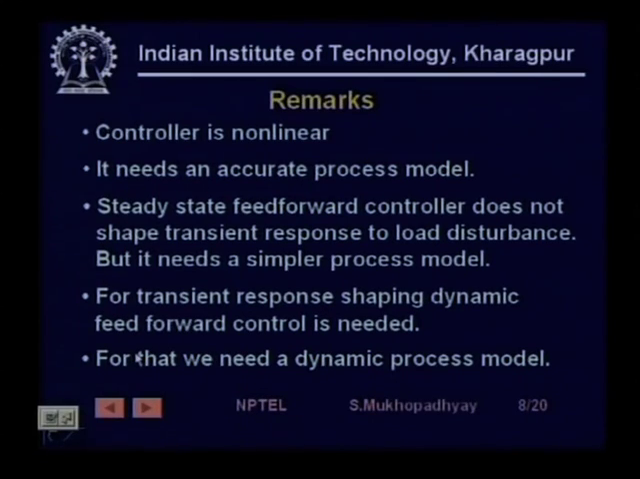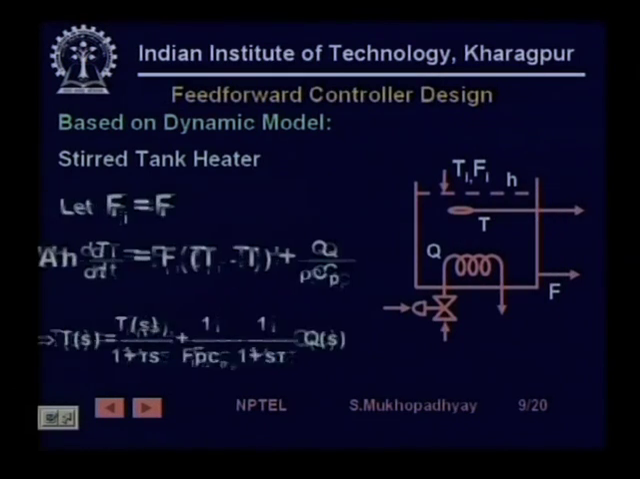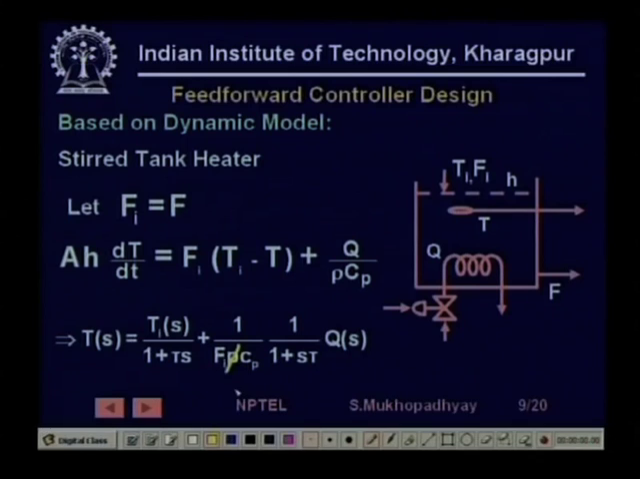So let us see a simple extension of this problem, and how we can design a feed forward controller based on a dynamic model. Again the same process, again the same equations. Obviously, if you take the Laplace transform, you will get a model like this. Here this should be rho, this is wrongly typed, this should be rho, this is tau, the time constant, and this is also tau. This is the time constant of the process.